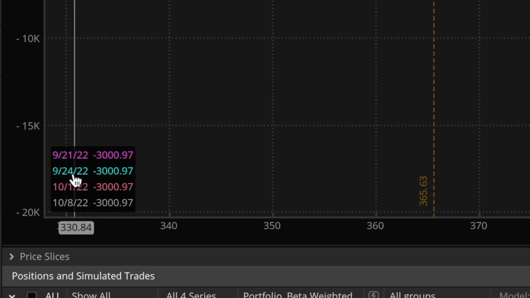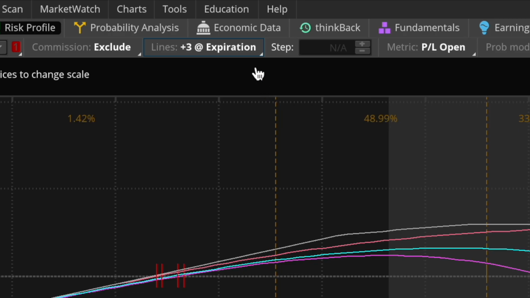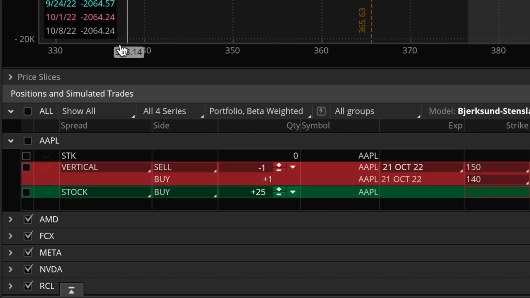The blue curve is showing my profit or loss across my entire portfolio by September 24th. The red curve is showing you by October 1st, and the gray line by October 8th. So actually, if I wanted to include my Apple put credit spread here, I might have to go to 4 expirations. Let's take a look at that. And then also I have to come down here and toggle this position back on. And so there you go.